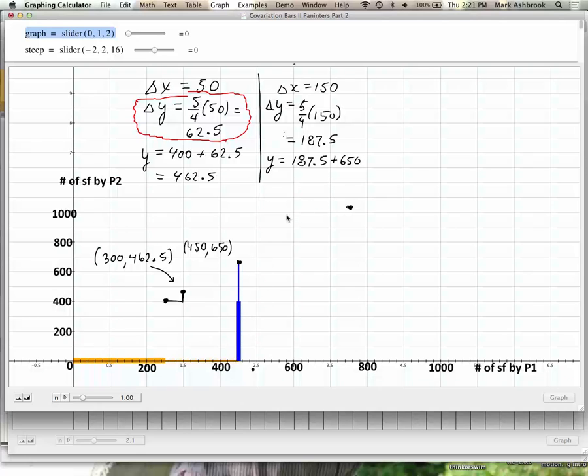So if we go 150, it's like this. And what was the final value of y, just so I can draw this right? 837.5. Something like that. So the delta x was 150, delta y 187.5, and then to get the new y, you took the starting y, 650, and added the 187.5. Yep. New ordered pair, 600, 837.5.